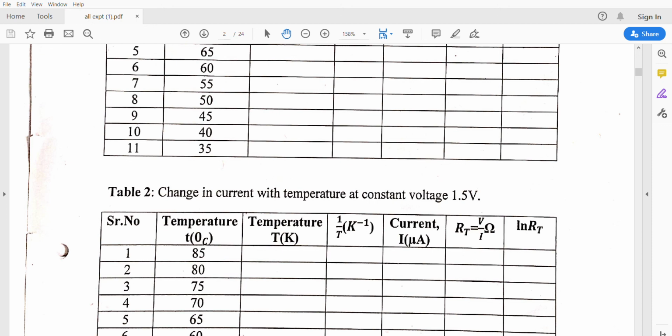So these are the sample viva questions here. What are the viva questions? What is a p-n junction diode? So we have to read from this theory. You can google these questions and answers.